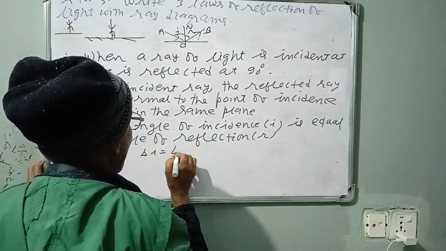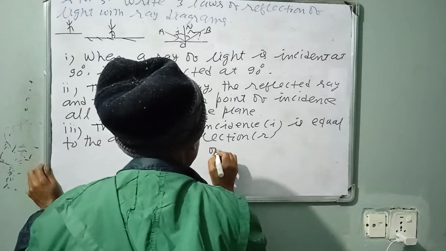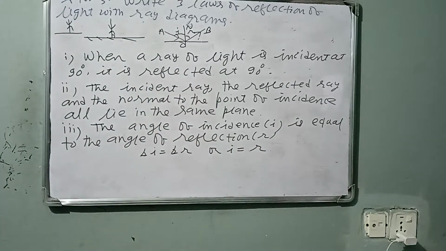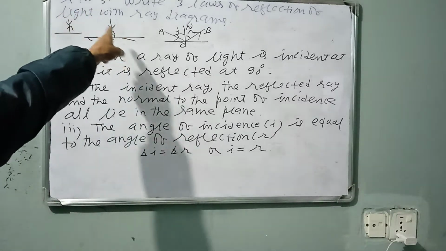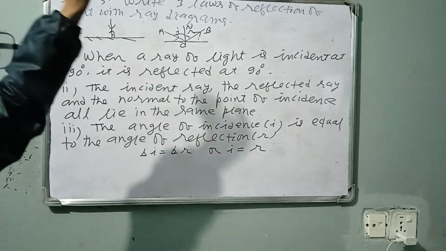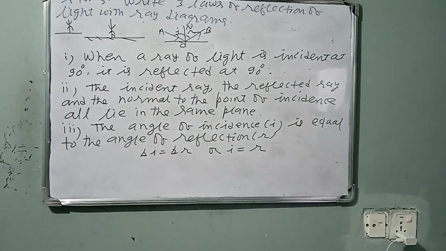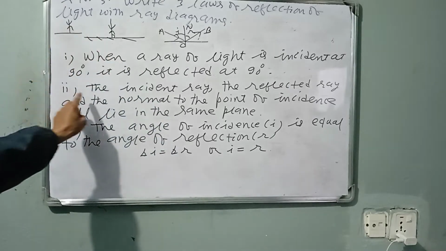Angle I equal angle R. Or generally we write I equal R. There are 3 laws. First law, if a ray is normally incident, it is normally reflected. It retraces its path. First law.